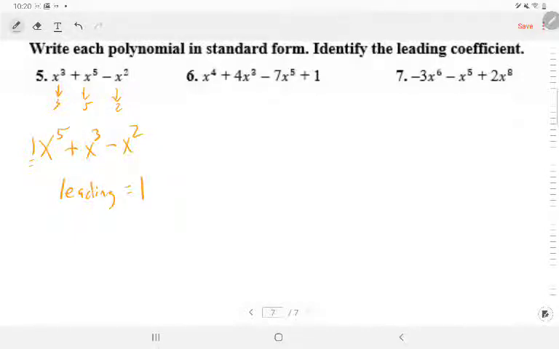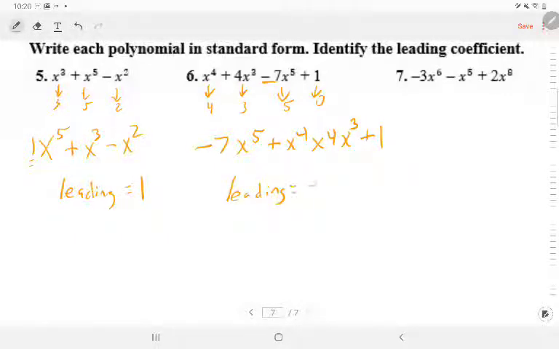All right, let's take a look at here. We have a 4, we have a 3, we have a 5, and a degree of 0. So we'll do the 5th degree first. We have to take that sign with it. So negative 7x to the 5th plus x to the 4th plus 4x to the 3rd plus 1. Okay? Now what's our leading coefficient? And it's going to be negative 7. Okay? All right. Last one.